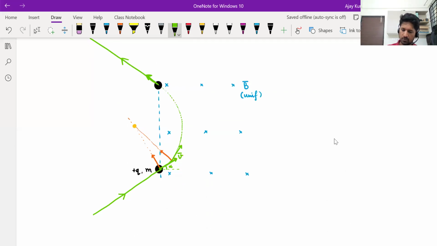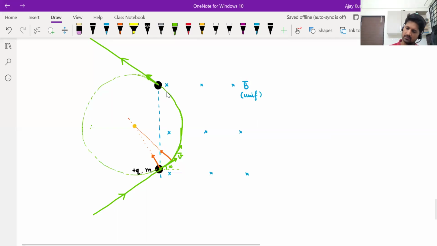Had you allowed it to complete the circle, it would have executed a circle like this. So whether it completes the circle or not, you should imagine the circle. Then you can answer questions properly. Had the magnetic field existed throughout space, it would have gone in that circle. But now it's only moving over a part of that circle before it leaves the magnetic field. That is what is going to happen.